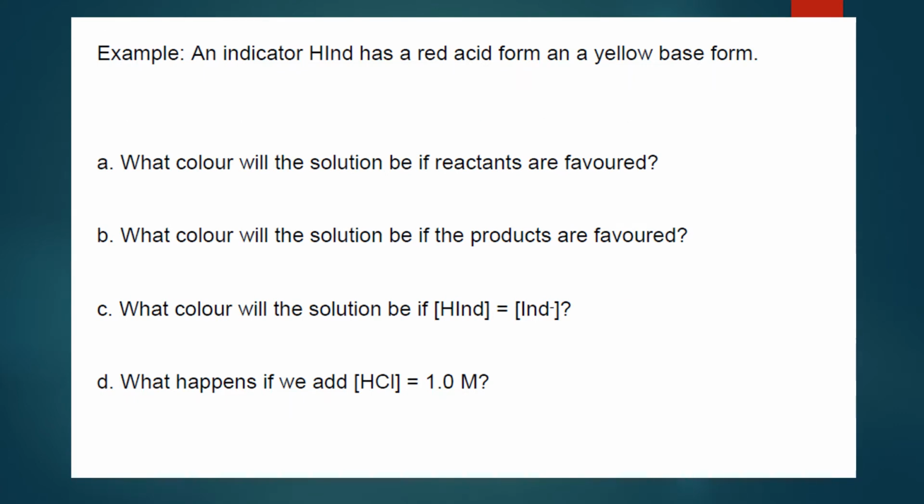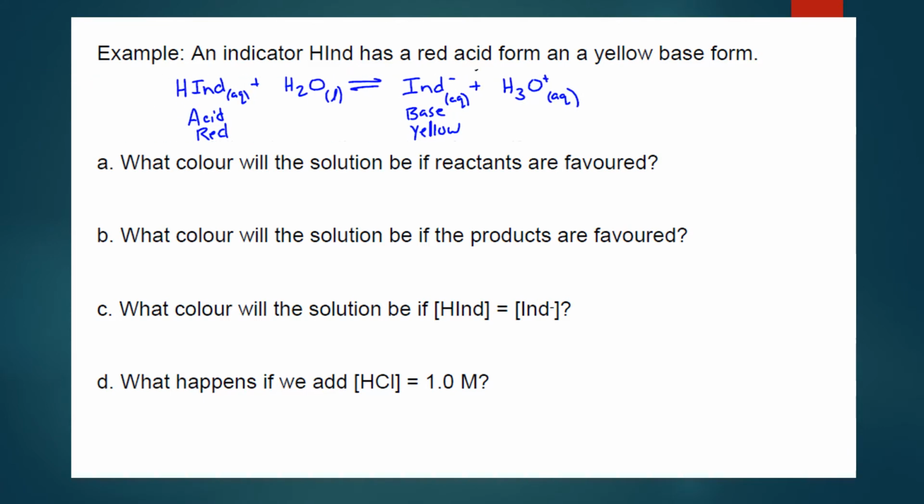So here's another example. It says an indicator HIND, and indicators have really complex formulas. So IND is just going to indicate that we have an indicator there. The H represents that it's the acid form. And so our indicator HIND has a red acid form and a yellow base form. So we're asked four questions there. What color will the solution be if reactants are favored? What color will the solution be if products are favored? If we have equal concentrations of acid and base forms, and if we add acid.